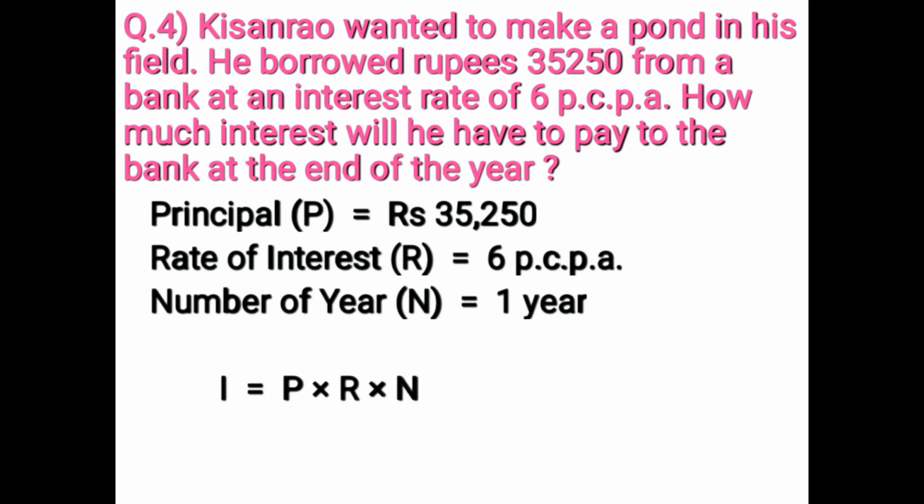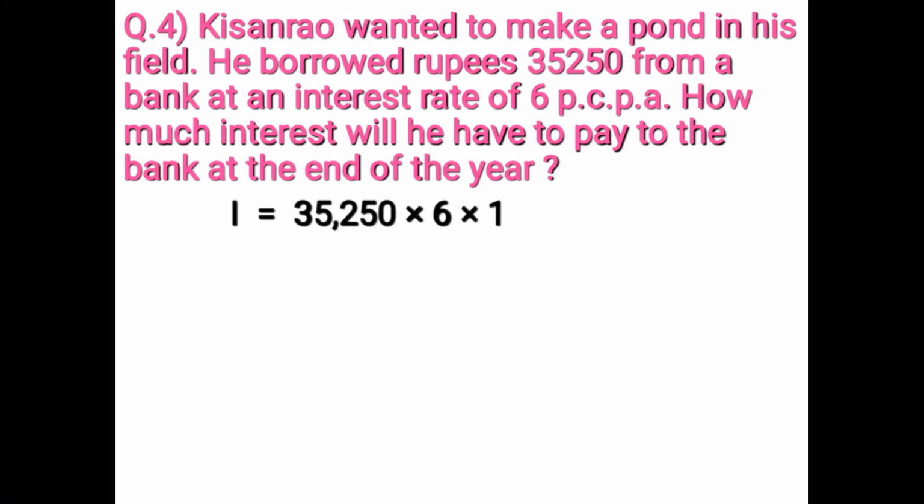Now use the formula of interest. Interest is equal to P into R into N upon 100. That is 35,250 into 6 into 1 upon 100. Now cut this 0. Now first you have to multiply this number, 3,525 into 6.